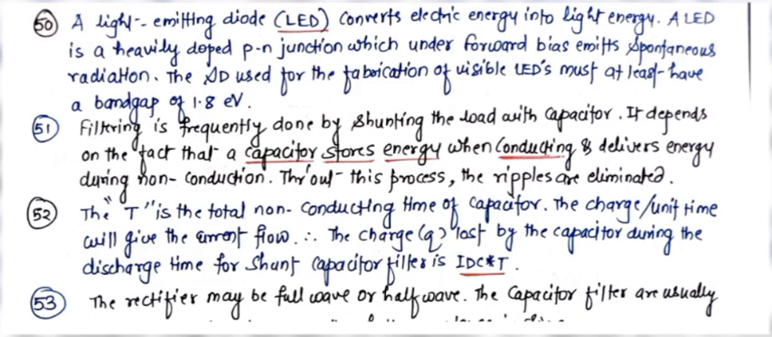Filtering is frequently done by shunting the load with a capacitor. It depends on the fact that a capacitor stores energy when conducting and delivers energy during non-conduction. Throughout this process, ripples are eliminated. T is the total non-conducting time of the capacitor. The charge per unit time will give the current flow. Therefore, the charge Q lost by the capacitor during the discharge time for shunt capacitor filter is IDC times T.